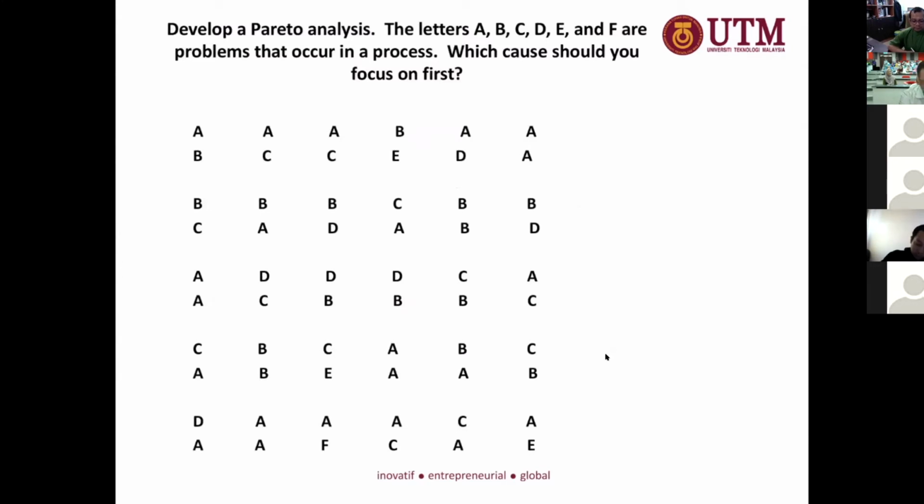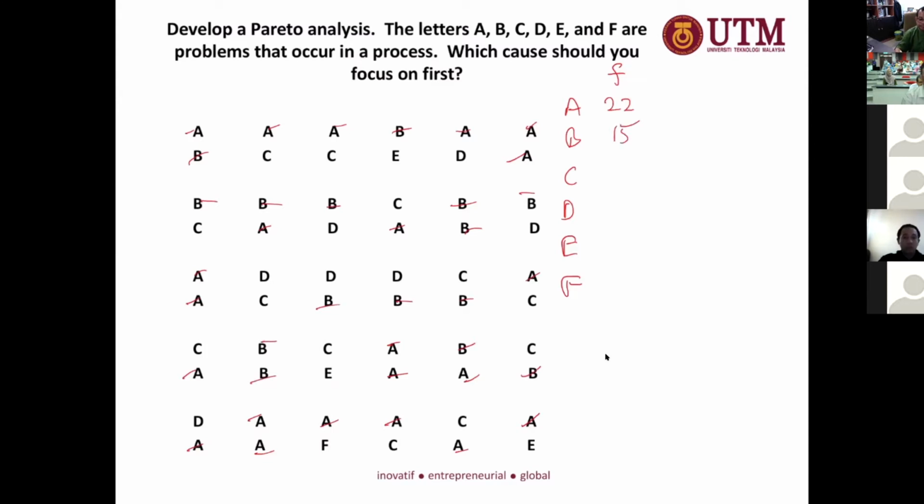Okay, let's look into this example. How to draw the Pareto? I have to go very basic. Maybe we have A, B, C, D, E, F here. Then we have to count the frequency. So A, how many A do we have here? 1, 2, 3, up to 22. Then for B, we count again, 1, 2, 3, up to 15.